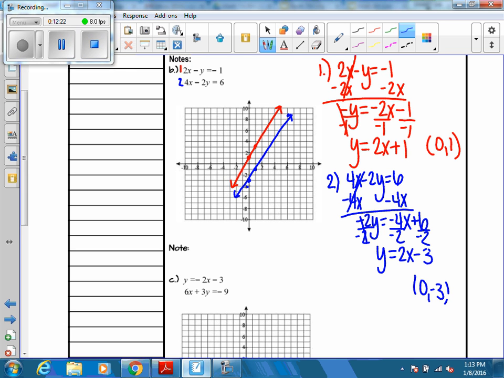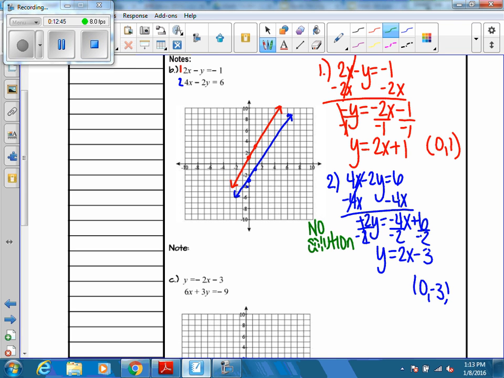And that's that line. So if we pay attention to the two lines that I have, they don't intersect at any point. They're actually parallel to each other. So in this case, there is no solution. Whenever my lines do not intersect, it is no solution.